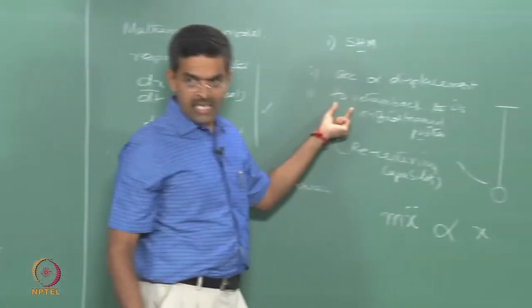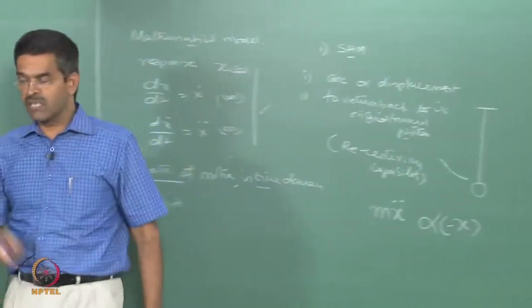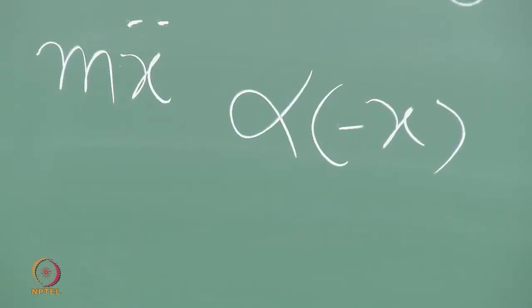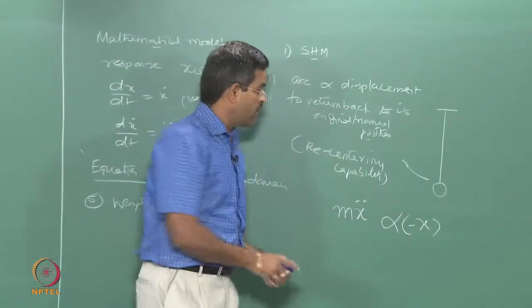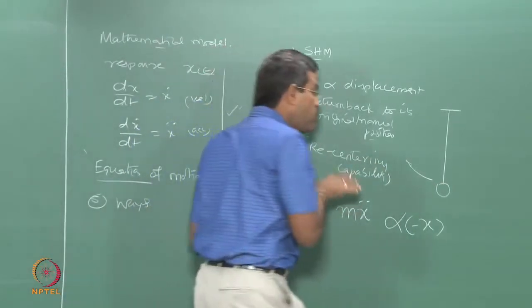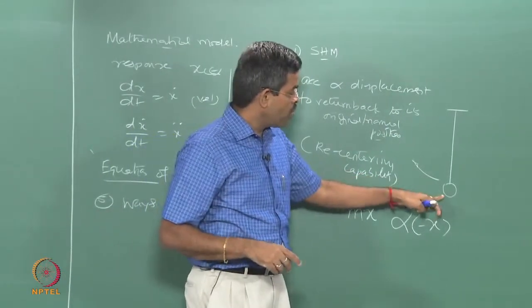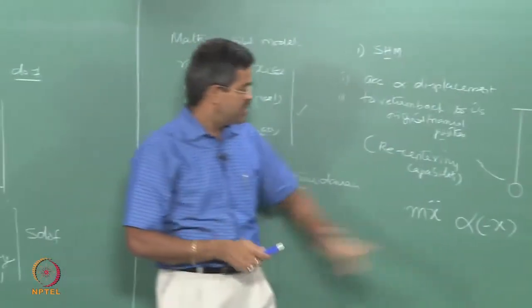Now, to implement this second condition, I should say it is proportional to minus of x, minus because it is coming back. It is always directed in the opposite manner. If I try to pull the bob to the left, the bob will move to the right. If I try to push the bob to the right, the bob will move to the left. So, there is a tendency of the bob to always oppose the motion. So, minus.